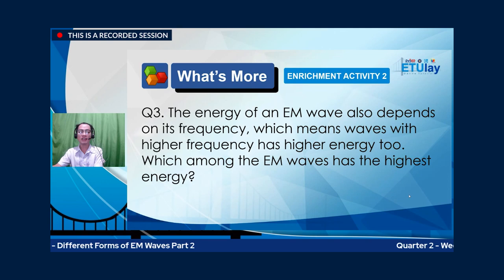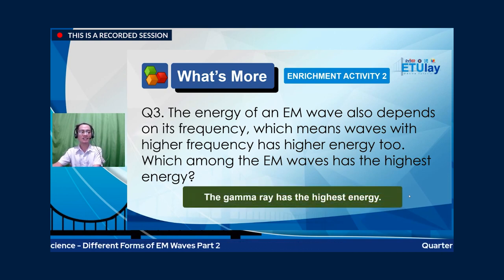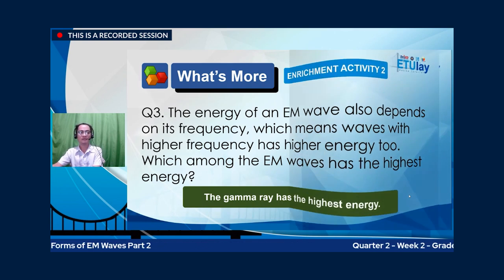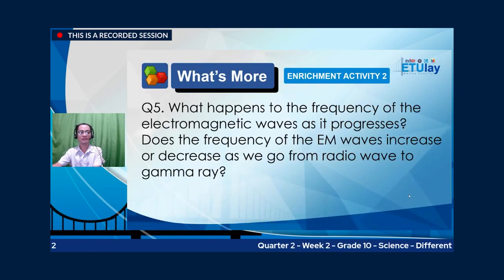The energy of electromagnetic wave also depends on its frequency, which means waves with higher frequency has higher energy too. Which among the electromagnetic wave has the highest energy? If your answer is the gamma ray has the highest energy, you are mahusay. Ang trend naman ng frequency in hertz ay ganito. From radio wave, since it has longest wavelength among electromagnetic waves, it has the lowest or shortest frequency and lowest energy. Gamma rays has the shortest wavelength but highest frequency and highest energy.